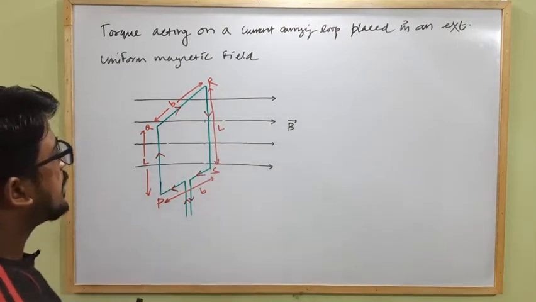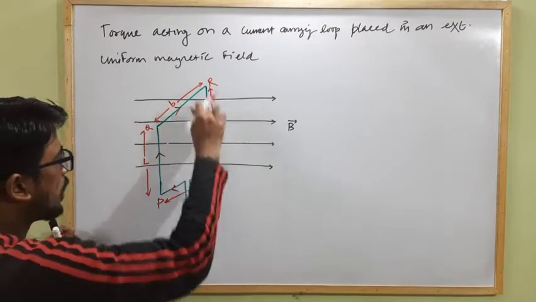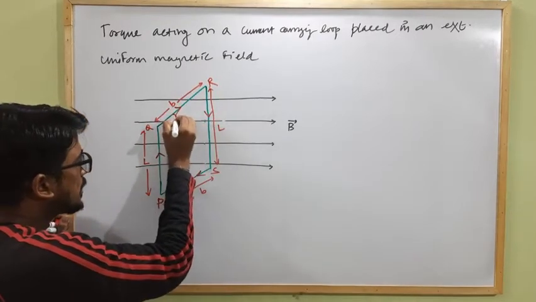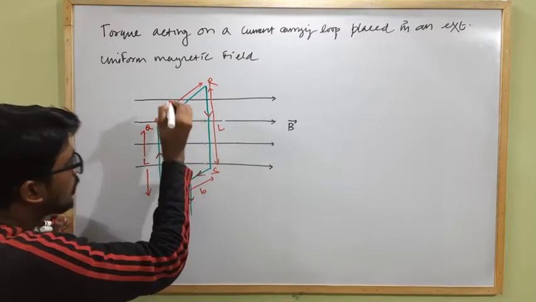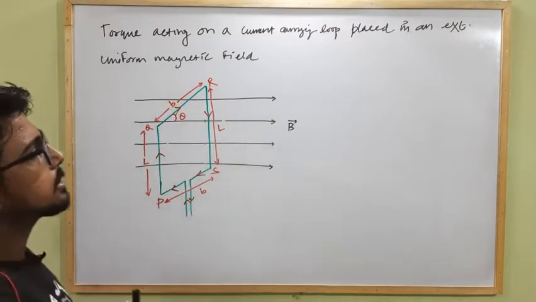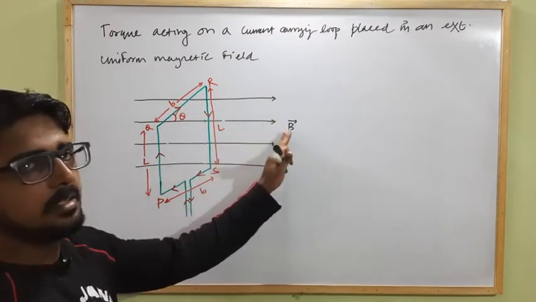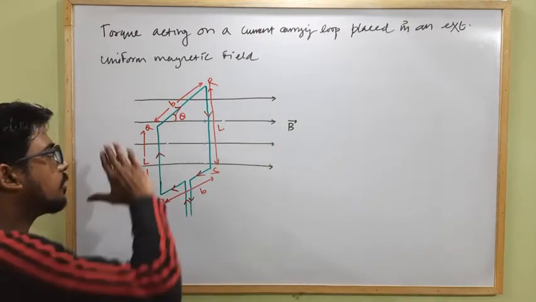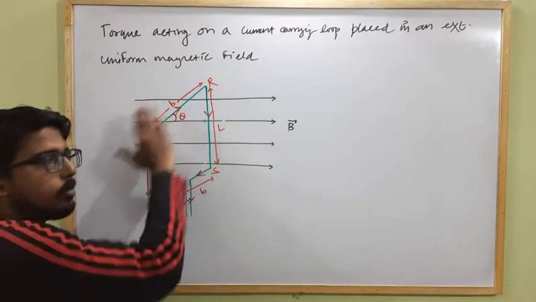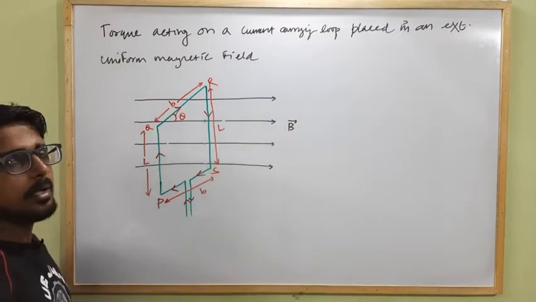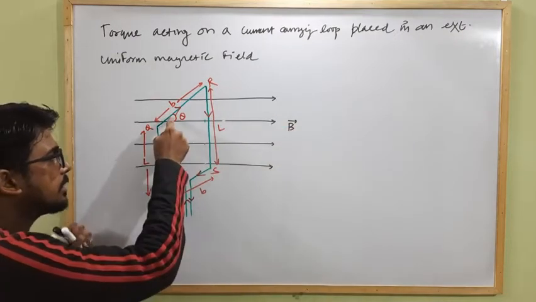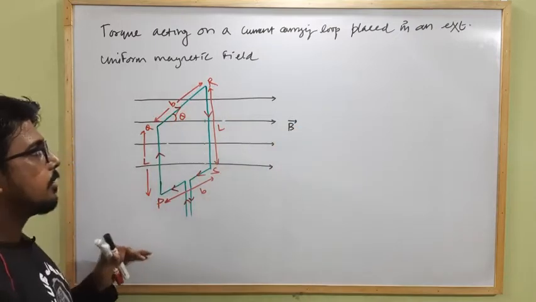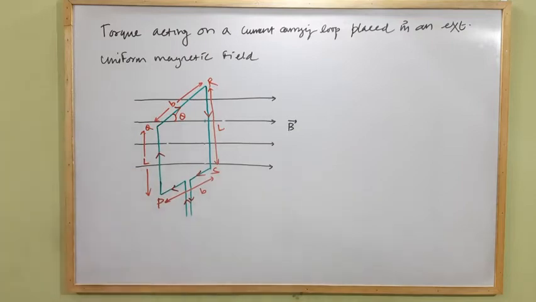Clear? So let at any instant of time the current carrying rectangular loop make an angle theta with the direction of external magnetic field. Here this angle is in between the plane of the rectangular loop and the direction of external magnetic field. Clear? This angle theta is in between the plane and the external magnetic field. Okay, can you understand? This is like this.